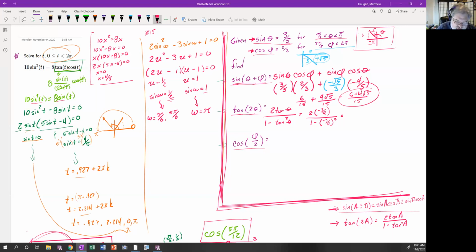So that'd just be 2 times -3/4. So that'd be -3/2 over 1 minus 9/16 when you square that. So -3/2 over 16 minus 9 is 7/16. -3/2 times 16/7 and reduce to an 8. So how about -24/7?